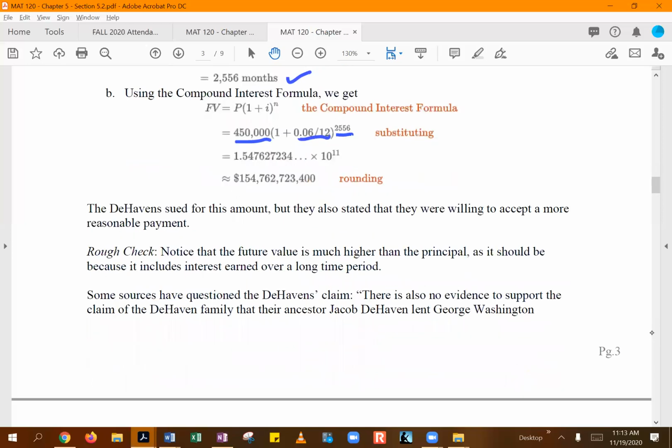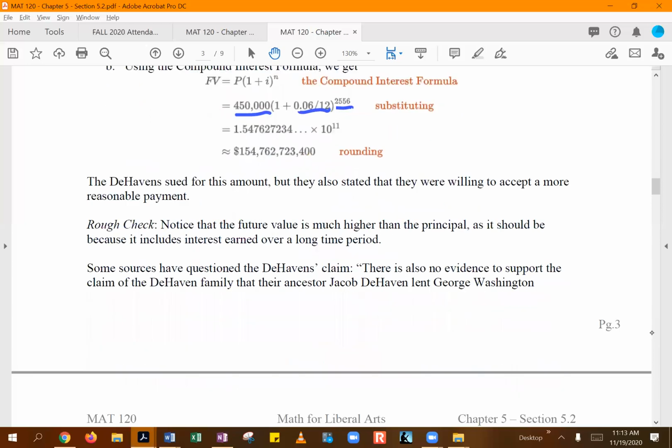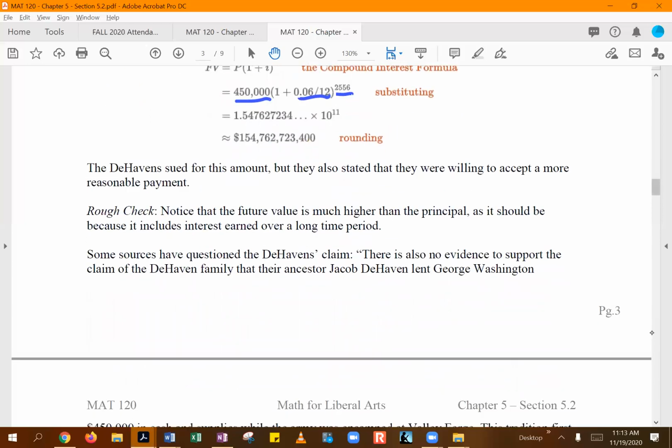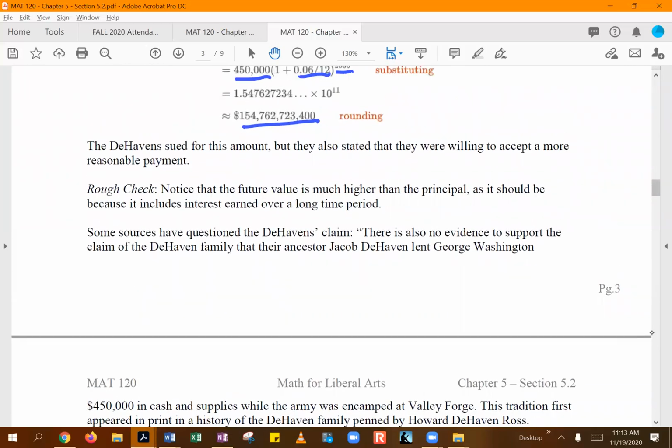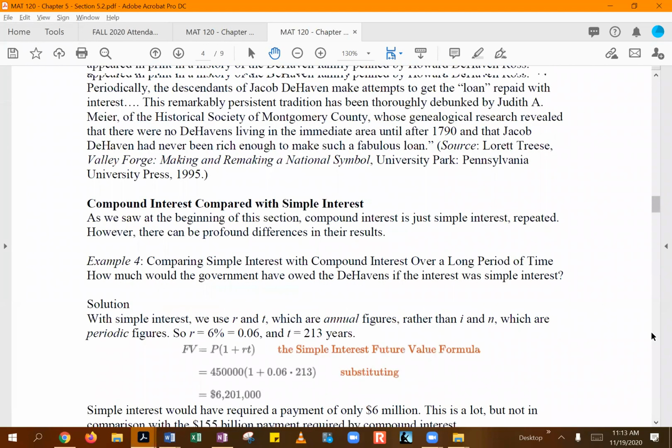And if you see, this is coming out to be what? Hundred thousand million billion. So that's what? 154 billion, 762 million, $723,400 is what they sued the US government for, because they said, okay, this is the amount of money you owe us. And it's kind of interesting because they do get into a little bit more detail about this lawsuit. They were saying that we're suing you for this amount, but they said they were willing to accept a more reasonable payment in this case.